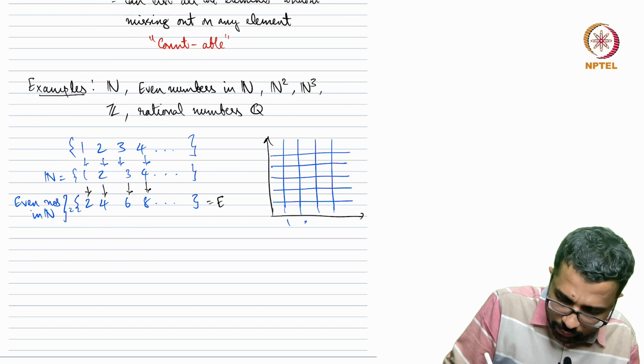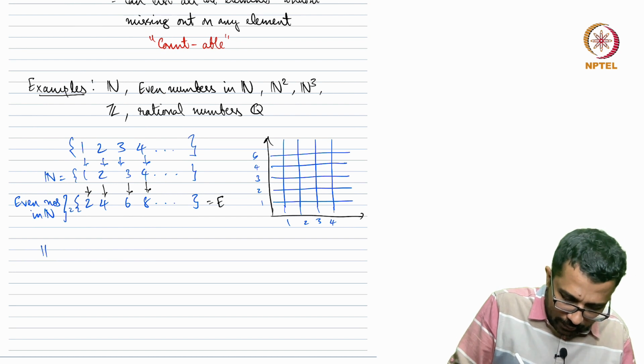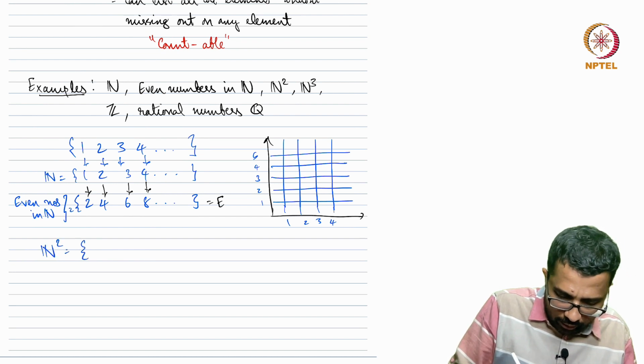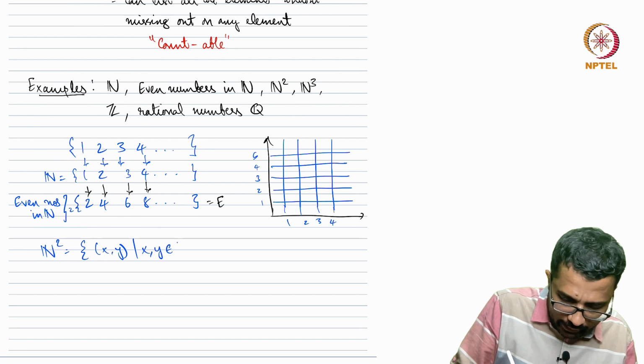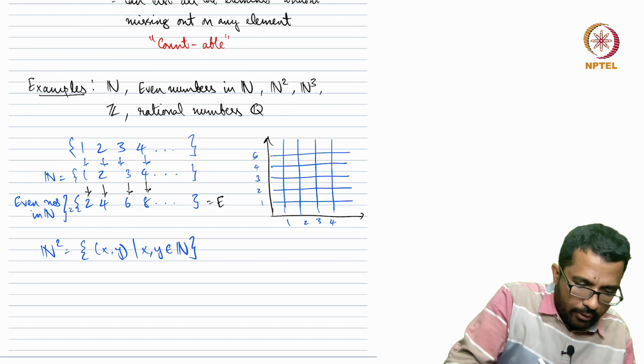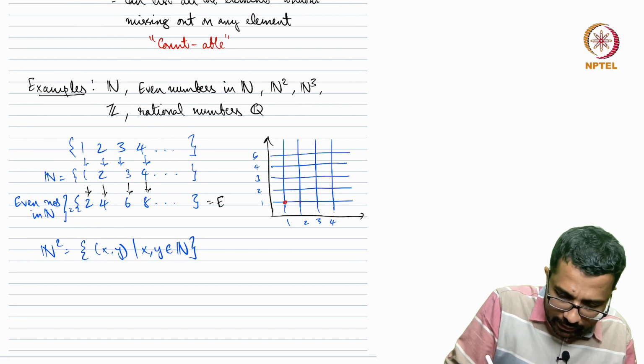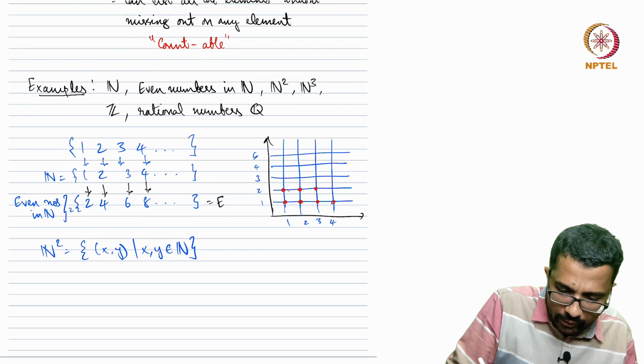So this is 1, 2, 3, 4. So I'm talking about all the pairs. By n squared I meant all the pairs x, y, where x and y are in n. So I can talk about the grid kind of thing, like what we have here. These grid points are the elements of n squared.